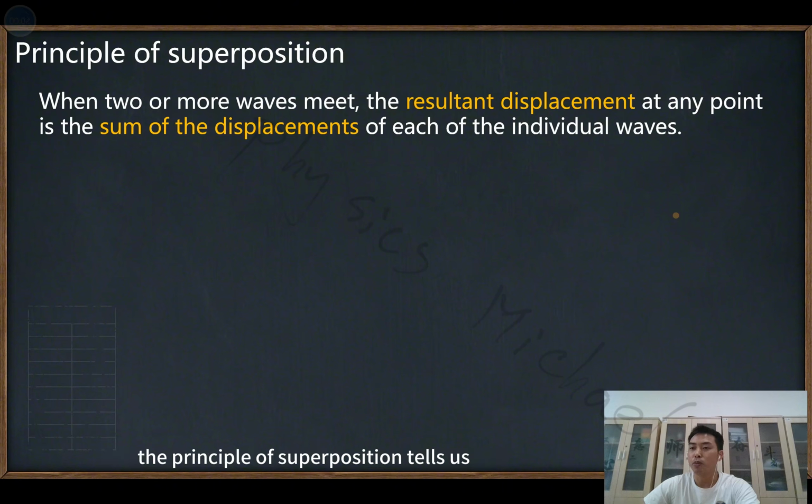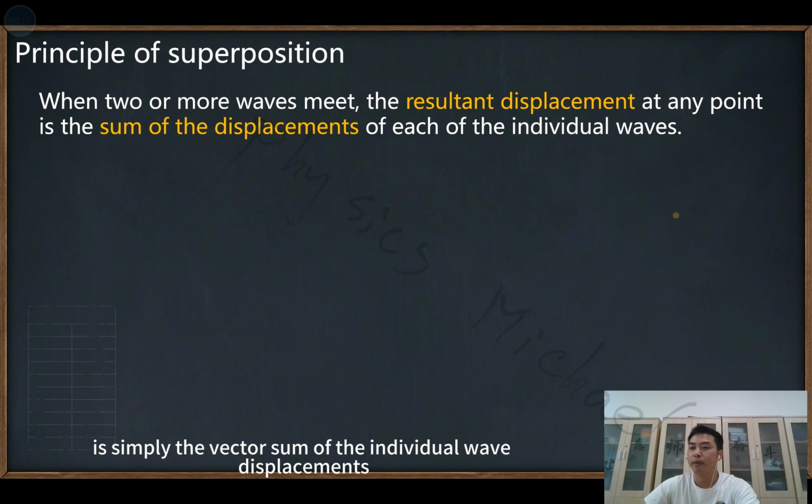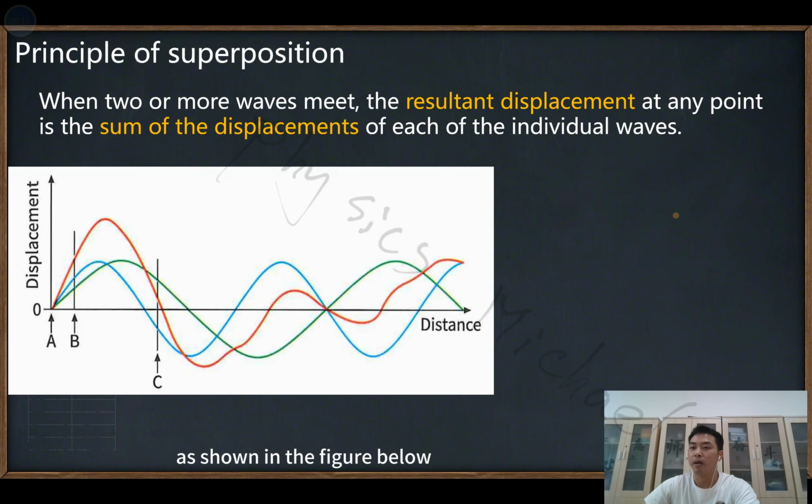The principle of superposition tells us when two or more waves meet at a point, the resultant displacement at the point is simply the vector sum of the individual wave displacements. As shown in the figure below, the blue wave and red wave meet and superpose, and a resultant red wave is formed. We can see at each point along the wave, such as A, B, C here, the resultant displacement is just the vector sum of the displacements of the blue wave and red wave.